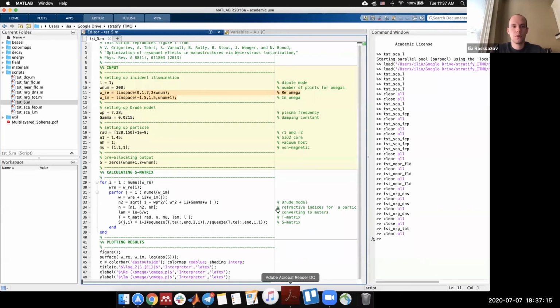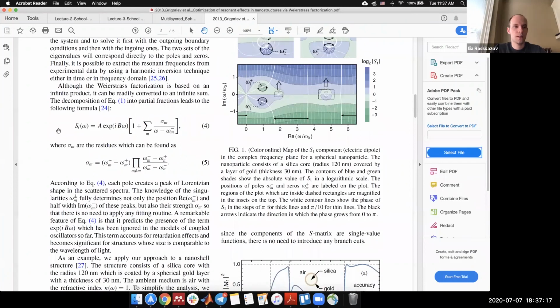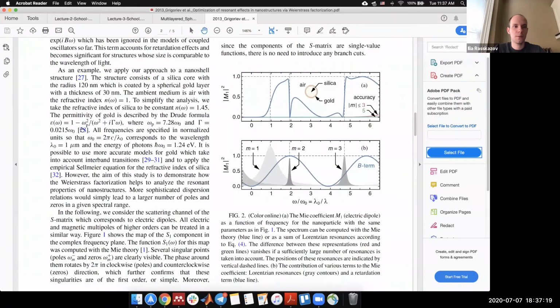So just to recall that Drude model, it looks like this. So epsilon is 1 minus omega plasma squared divided by omega squared plus i gamma omega. Gamma is the damping constant, so gamma and omega p are constants, they're given here, and omega is your frequency.